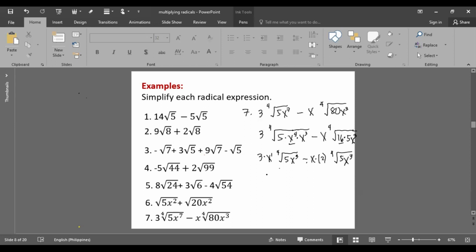Then, simplify this first. 3 times x is 3x. The fourth root of 5x cubed. Minus, x times 2 is 2x. The fourth root of 5x cubed. So, they have now the same index and radical. So, perform the operation. 3x minus 2x is 1x or simply x. Then, just copy the fourth root of 5x raised to 3. This is now the answer.